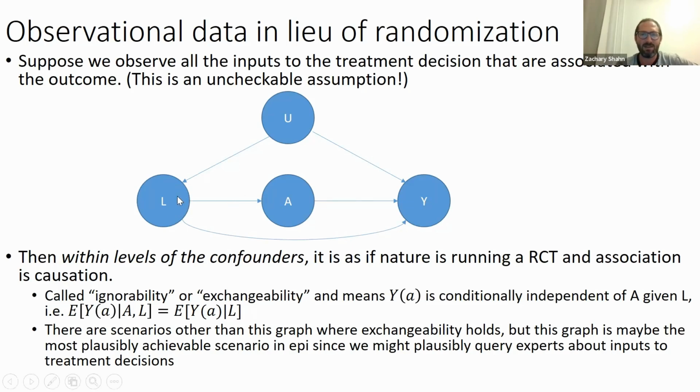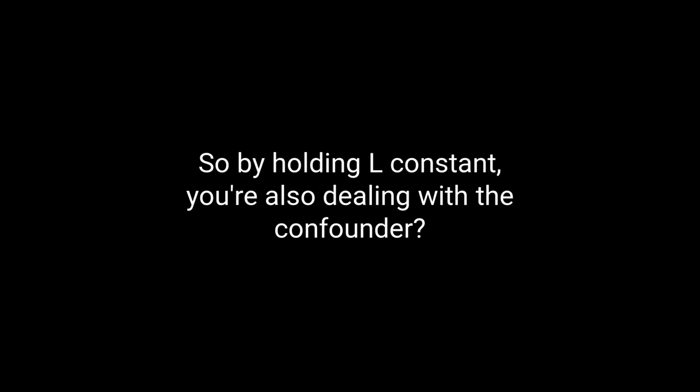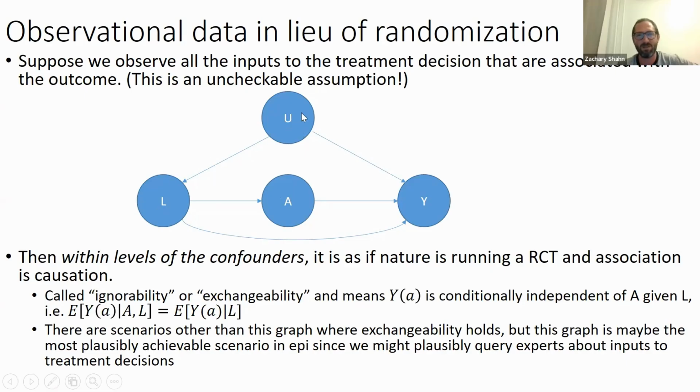So the key thing is that in this scenario, you can observe all the inputs to the treatment decision A that are also associated with the outcome. So here L is associated with the outcome because it's a cause of it, but also because there's an unobserved common cause of L and the outcome. And in either of those scenarios, L would be a confounder, right? If it influences A and it's associated with Y, either because there's a common cause or because it directly causes Y itself. When you hold L constant, you're essentially blocking the path from U into A that goes through L and making it not confound you anymore.